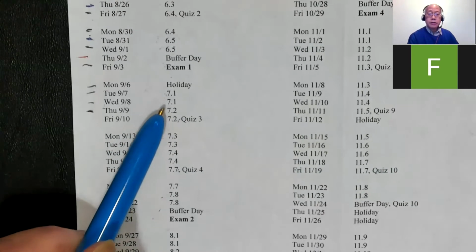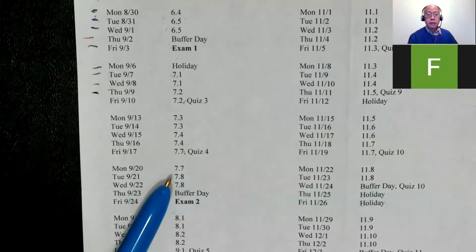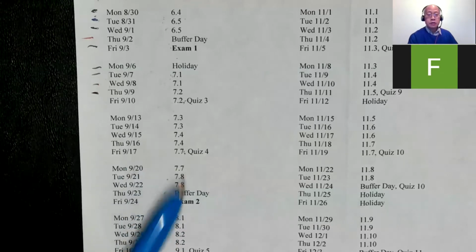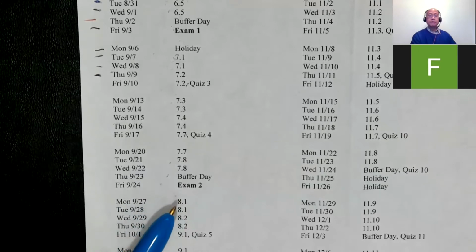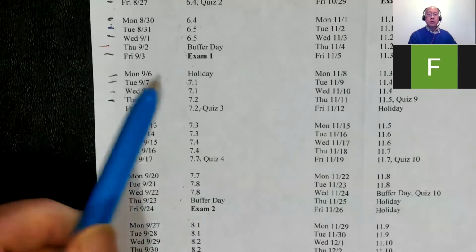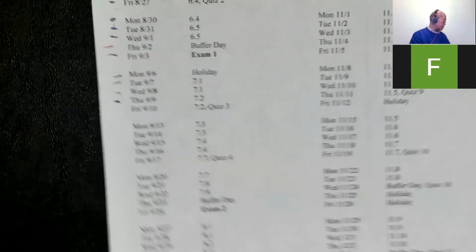Okay, again, schedule-wise, 2 days per section, 2 days for 7.1, 2 days for 7.2, and so on. And next Friday, 17th, another quiz, and then the second exam will be Friday the 24th, it looks like. All right, so we're doing trig integrals now, and we'll continue on with that right now.